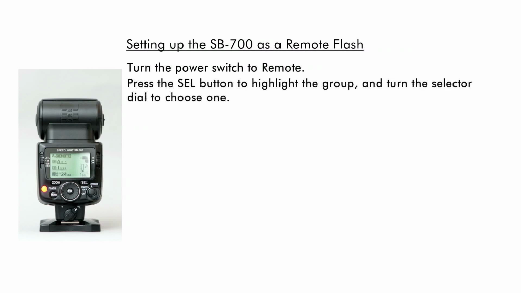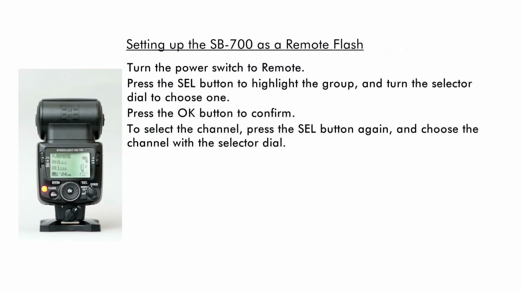To set the SB700 up as a wireless remote unit, turn the power switch to remote while holding down the button in the center. To set the group, press the SEL button to highlight the group and turn the selector dial to choose the desired group. Press the OK button to confirm the setting. To set the channel, press the SEL button again to highlight the channel. Turn the selector dial to choose the desired channel. Press the OK button to confirm the setting.